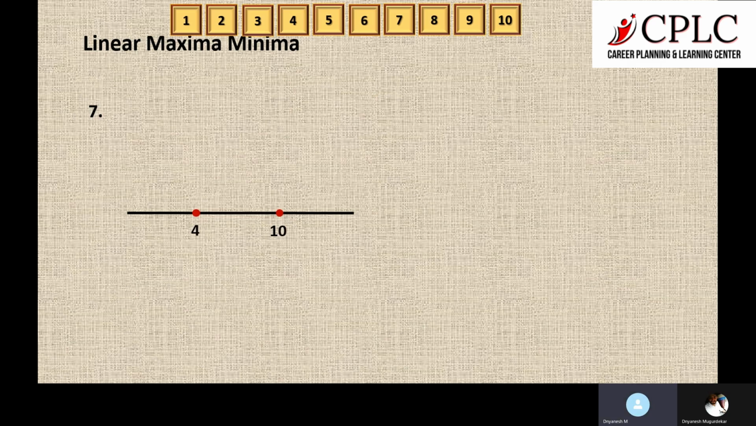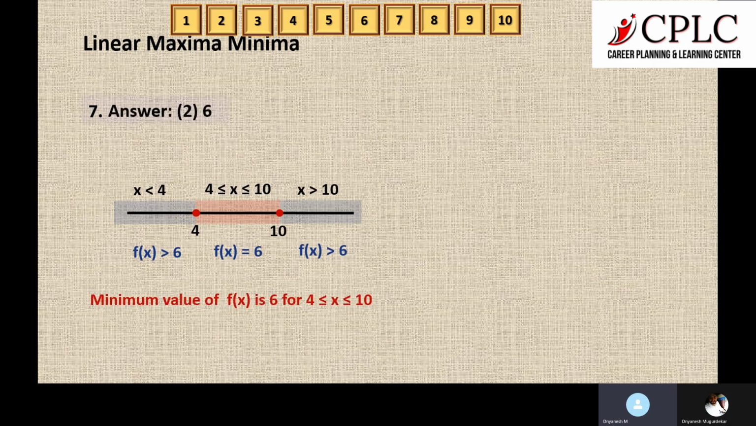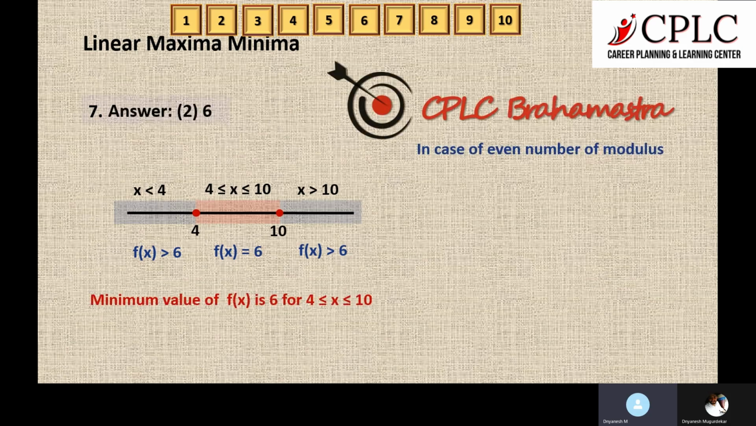Now there is a very simple rule that whenever there are an even number of moduluses, 2, 4 or 6, the minima of the expression happens at the middlemost range. What you are going to remember as a shortcut, for an even number of modulus, the minima happens at the middlemost range of x. So what that means simply is 4 to 10 is our middlemost range. So what you can do is pick any values from 4 to 10, even including 4 and 10, and substitute that in the original expression in the place of x.